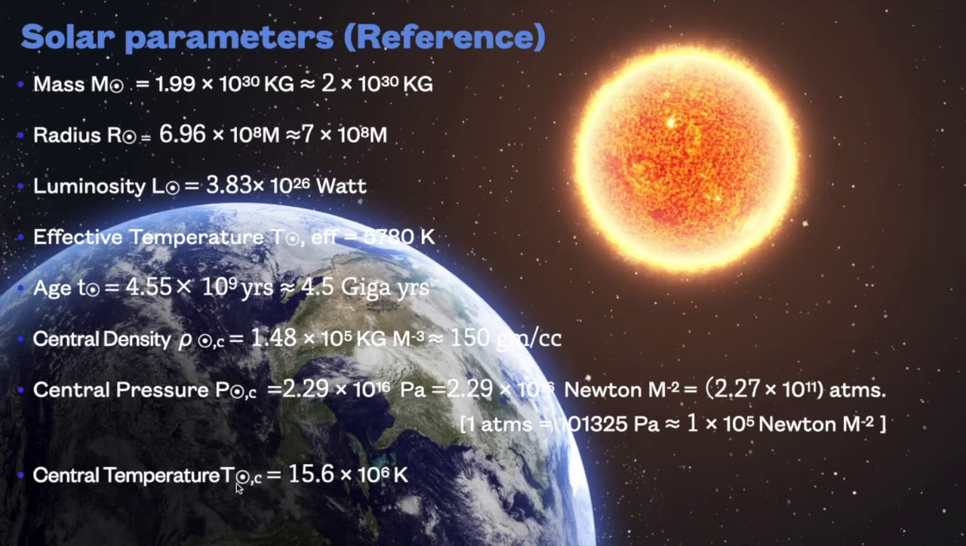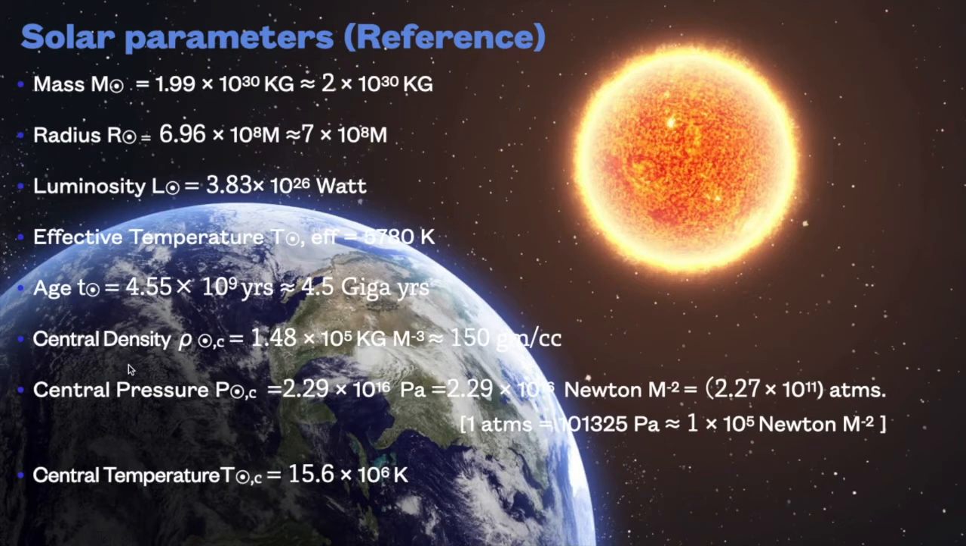Again, the central temperature in sun is 15.6 into 10 to the power 6 Kelvin, so basically nearly 15 million Kelvin. Notice that the mass, radius, luminosity, and effective temperature of the sun, these are the quantities or parameters that we can measure directly. So these are directly observable quantities, whereas this age of the sun, central density, central pressure, and central temperature, we can estimate or we can compute from indirect way. And the central density, central pressure, these things we cannot measure or compute directly.